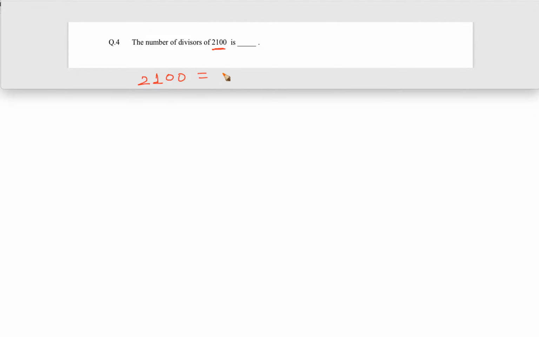So 2100 can be written as 3 into 7, which is 21, and then 100 can be written as 4 into 25. So 25 into 4 is 100. So it can be written as 2 square into 3 into 5 square into 7. Okay, so this is what we're talking about. Now let's see. So the number of divisors can be computed like this.